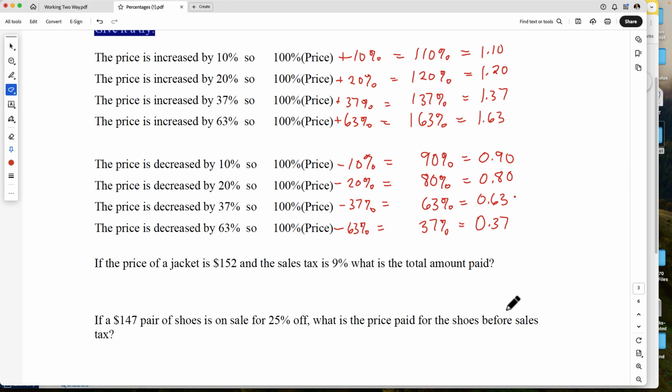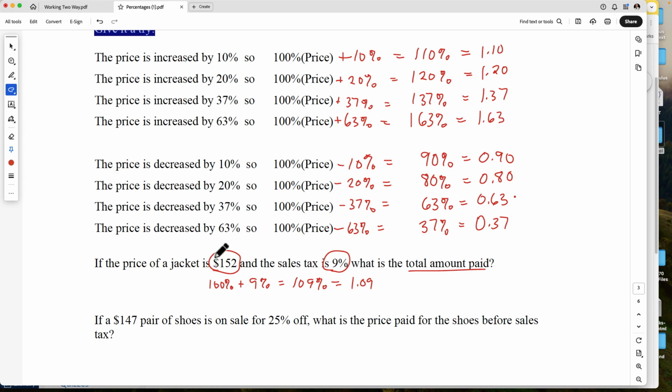So we could do these also. These will still work with the proportion if you want to use proportions on this, but we could also use the markup markdown approach. So this one, we'll throw in here. If the price of a jacket is $152, sales tax is 9%, what is the total amount paid? The total amount paid. So you're going to pay for the jacket, you're going to pay the sales tax. What is the mathematics that's happening here? Aren't we just adding? So we're taking 100% of the price. We're adding 9% for the sales tax. That's 109%, which is 1.09.